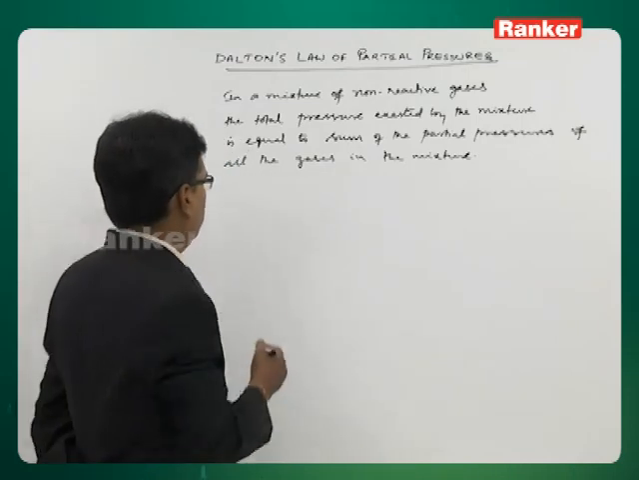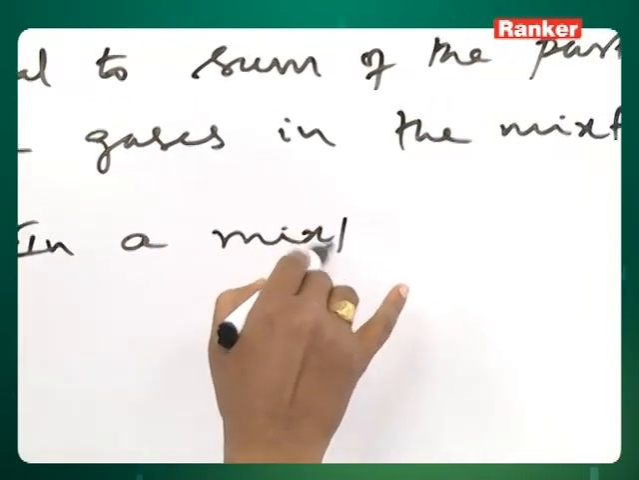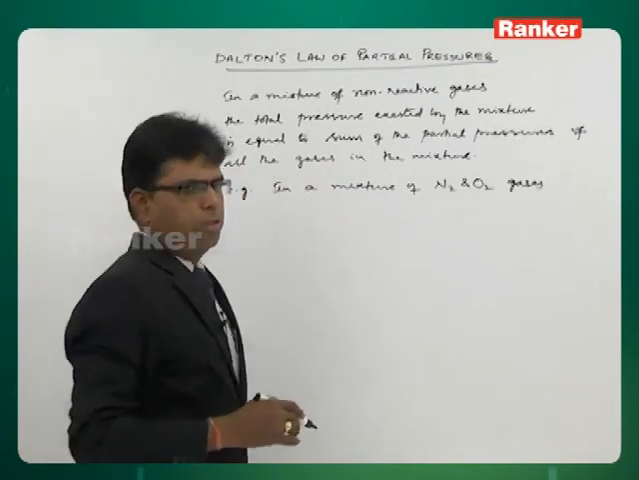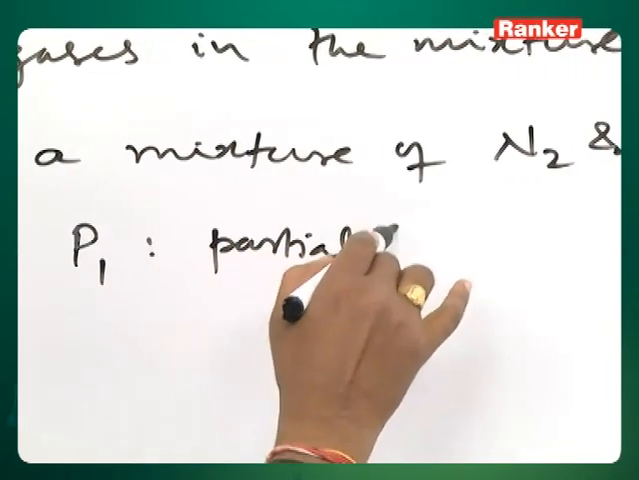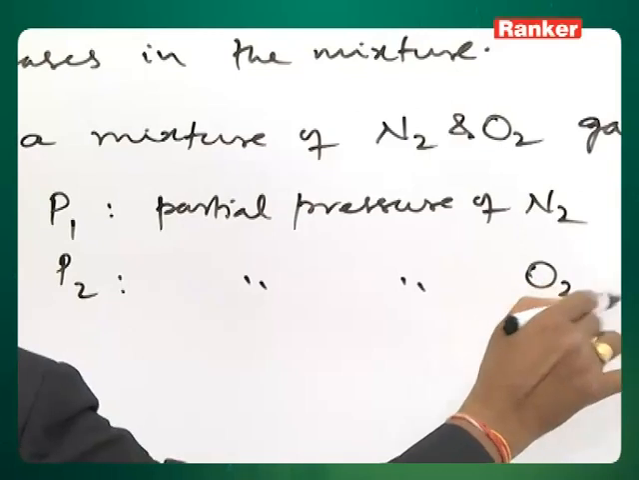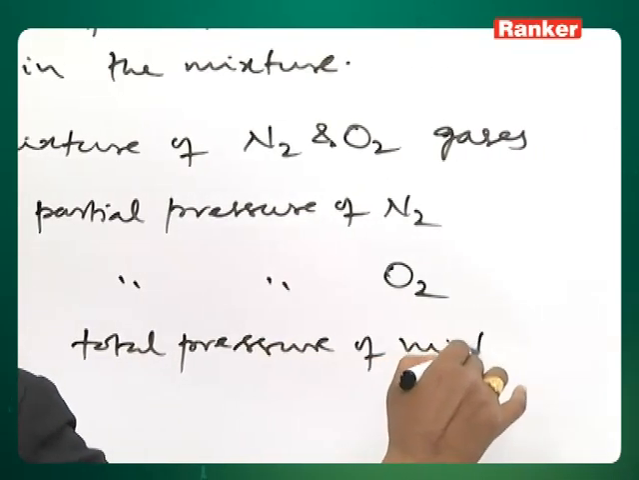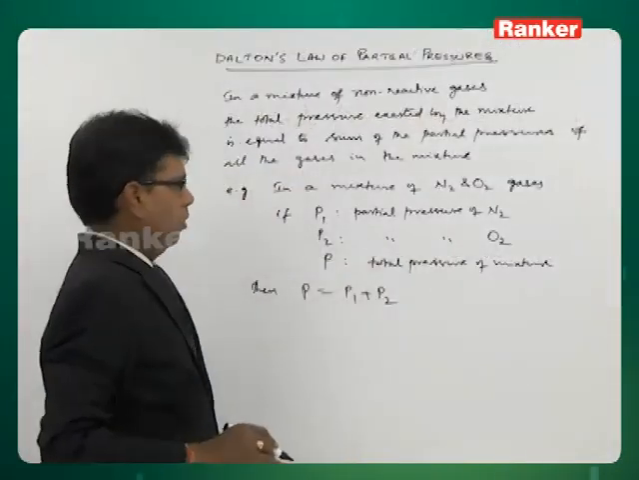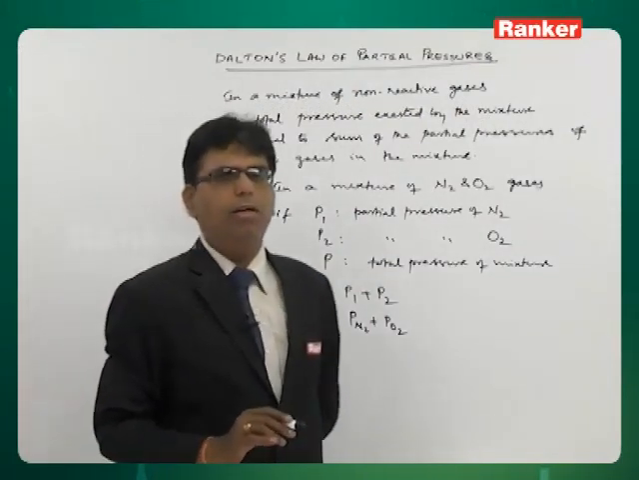The total pressure exerted by the mixture, for example, in a mixture of nitrogen and oxygen gases, if P1 is the partial pressure of nitrogen, P2 is the partial pressure of oxygen, and P is the total pressure of the mixture, then P is equal to P1 plus P2, that is, pressure exerted by nitrogen plus pressure exerted by oxygen. This is what Dalton's law says.